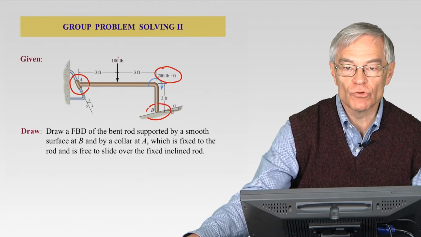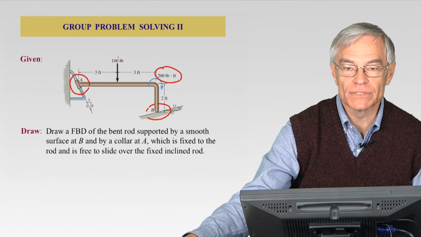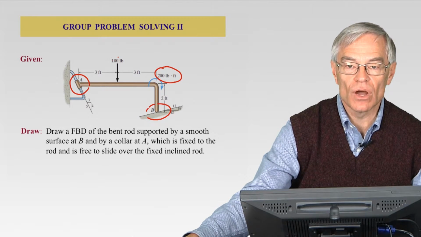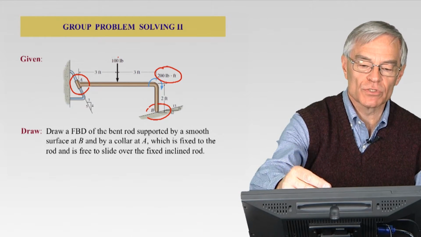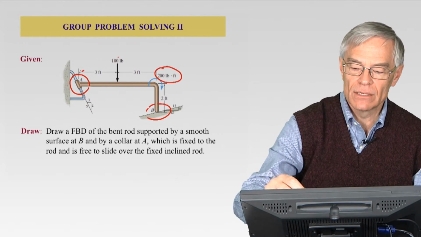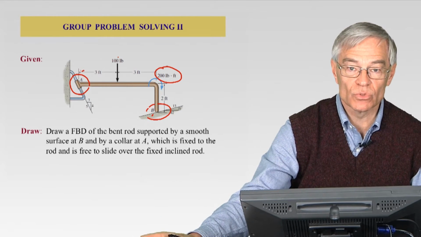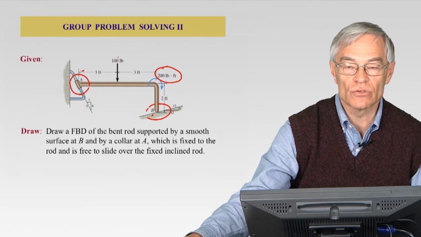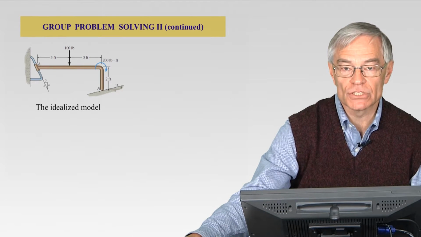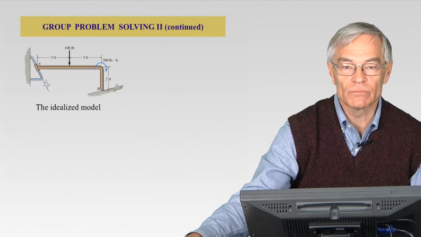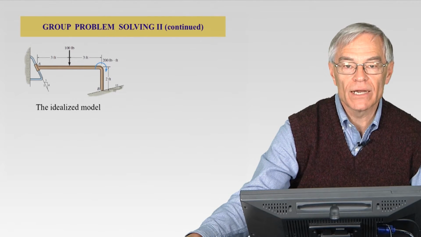So I want you to draw a free body diagram of this bent rod, with the smooth surface at B and the collar at A, which is fixed to the rod and free to slide over the fixed inclined rod. Drawing a free body diagram there, you've got some sort of support at A and a support at B. Those are really the only areas where this thing is supported, and you've got the externally applied couple moment and force to worry about. So your idealized model, which is what we had up on the screen a little earlier, and then your free body diagram.